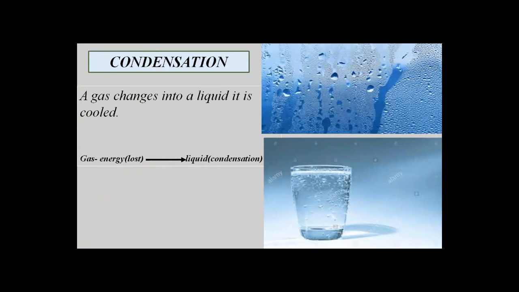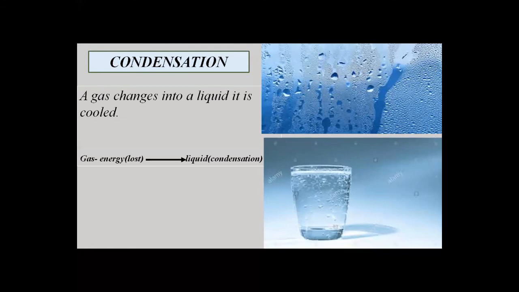When a gas is cooled, its particles lose energy. They slow down and come closer to each other. In this way, a gas changes into the liquid. You can see the condensation of water vapor on the glass. And also you can see the clouds in the sky. The clouds are formed by the water vapor condensing. So these are the changing states of the matter. A gas changes into the liquid when it is cooled; the gas loses energy and forms the condensed form. This change of state is called condensation.